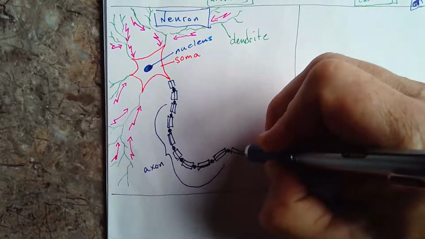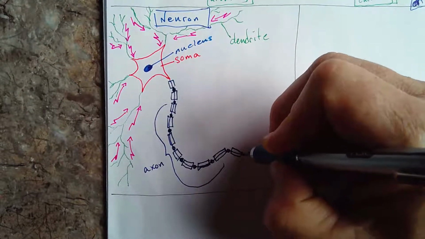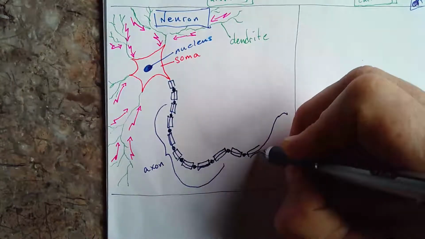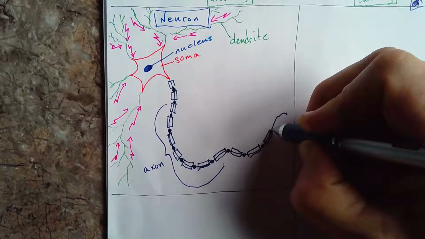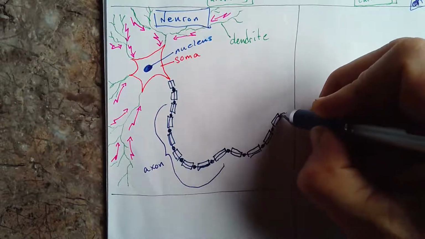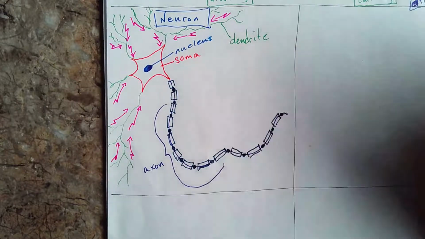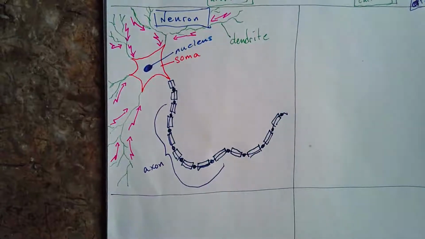Now this is important because some of these axons, even though this is a single cell, it is microscopic. Even though that is true, some of these are up to a meter long. That's like 3 feet, y'all. Isn't that crazy? It's microscopically 3 feet long.